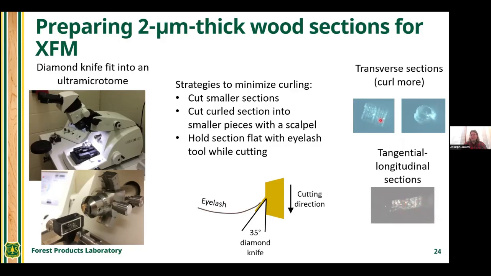Here are some strategies to minimize curling. One thing you can do is cut smaller sections. If you do end up with curled sections, one thing that we've done that works pretty well is you just take a scalpel and cut this in half. Then you have some smaller sections that are not as curled. But oftentimes what we end up having to do is, as you're cutting the specimen, you take your eyelash tool and hold it flat as it's being cut. If you use the slowest speed on the ultramicrotome, it's fairly easy to do using the optics of the microtome.